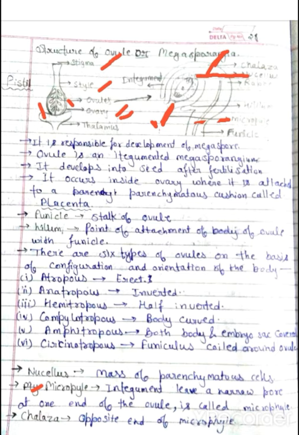Now I'm going to tell about examples of ovaries having one ovule: wheat, paddy and mango. These are the plants whose ovary has only one ovule. Ovaries having more than one ovule, for example papaya, watermelon and orchid.